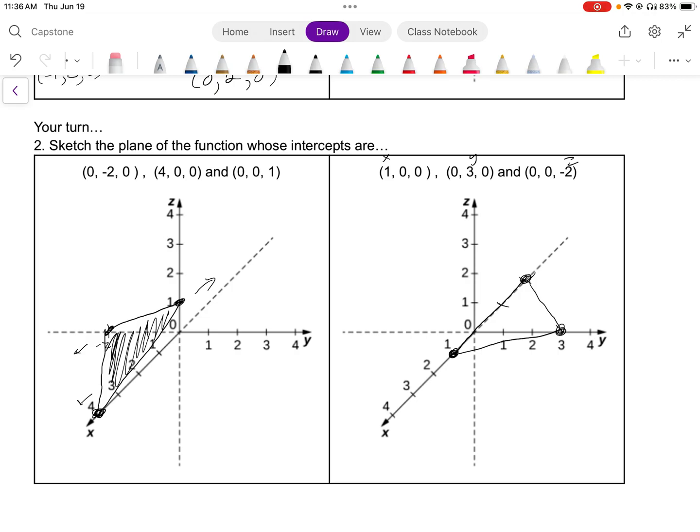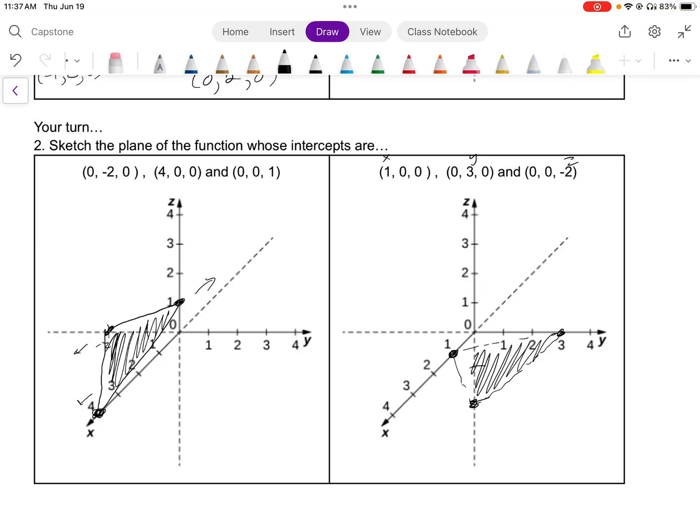Now, this one's an interesting one. Oh, I just made a mistake. Silly Mr. McTavish. Sorry, that's 1, 0, 0 is our x. Y is 0, 3, 0. And z is negative 2. Okay. I knew that didn't look right, but no time to make a totally new video for that. Here we go.